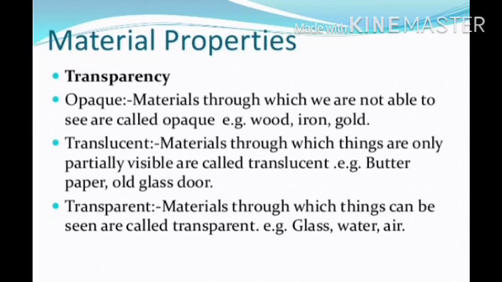The materials that do not allow light to pass through them are called opaque objects. The materials which allow light to pass through them are called transparent. Certain materials allow only a part of light to pass through them. Such materials are called translucent. Wood, iron, gold are opaque objects. Glass, water, air are transparent objects. Butter paper, old glass door are translucent. Now I will explain one by one to understand well.